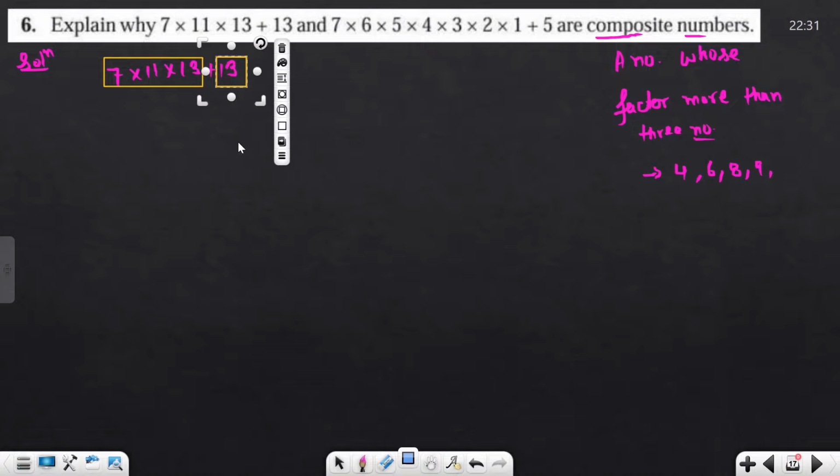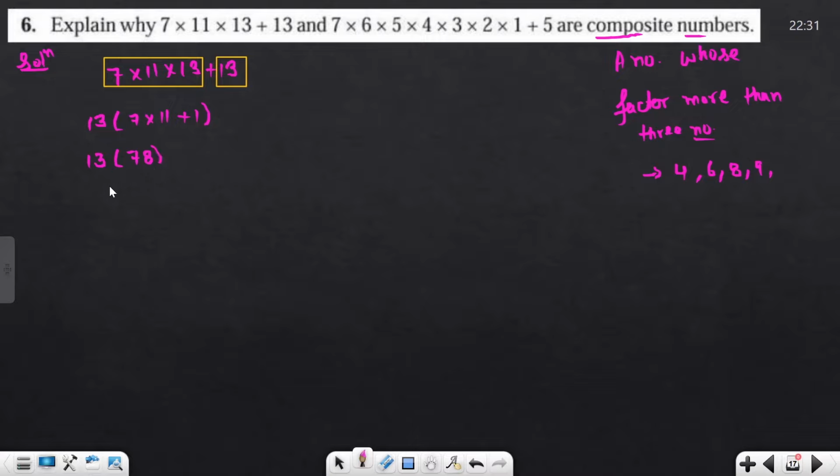How many numbers? Two numbers with addition. So we take 13 common. The remaining number is 7 into 11, plus 1. 7 into 11 is 77, and 1, 78.